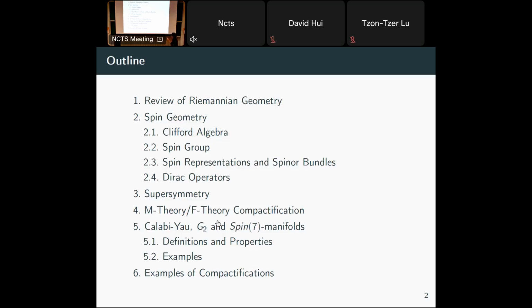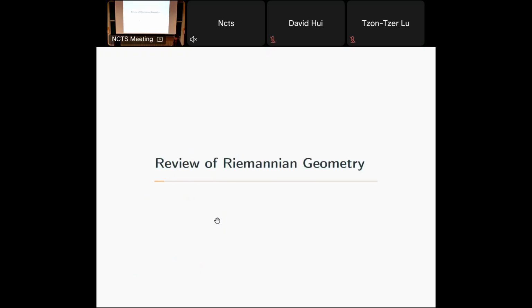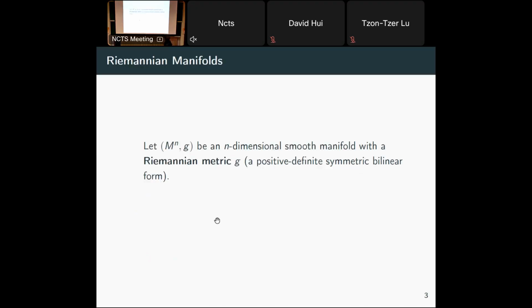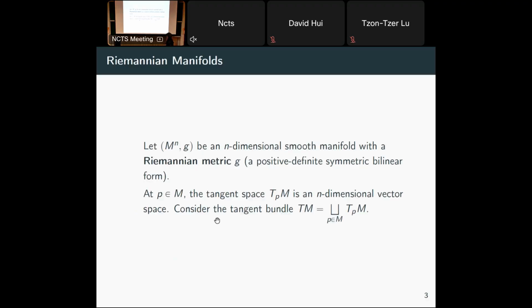So let's start with some review of Riemannian geometry for those who need a very quick crash course. So I'll start with my n-dimensional smooth manifold with a Riemannian metric. So that means a positive definite symmetric bilinear form. At each point P, I can associate an n-dimensional vector space, which is the tangent space, where the dimension of that vector space is the same as the manifold. I mean, that comes from the definition.